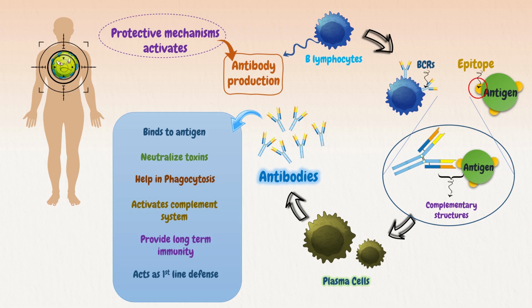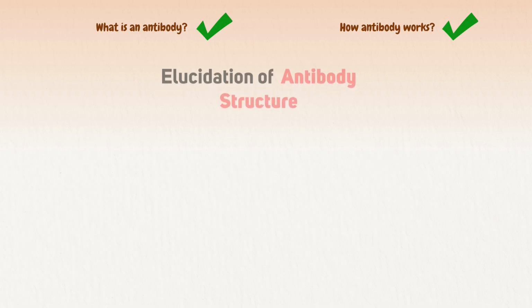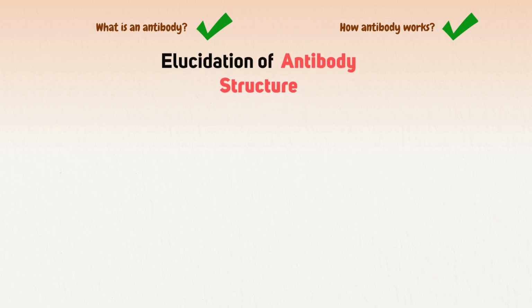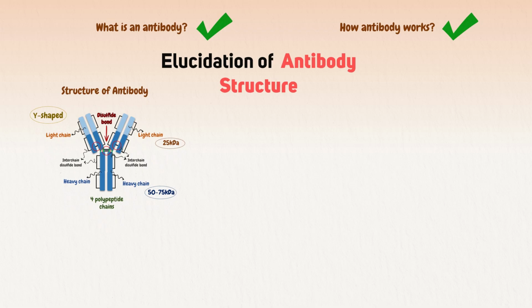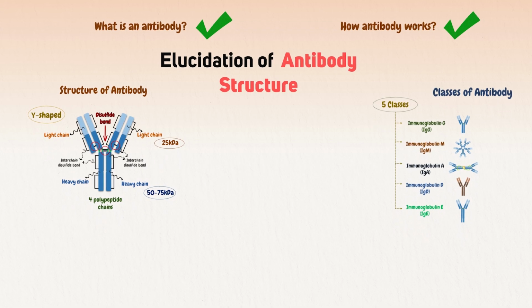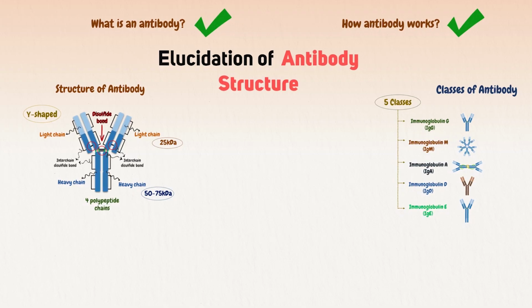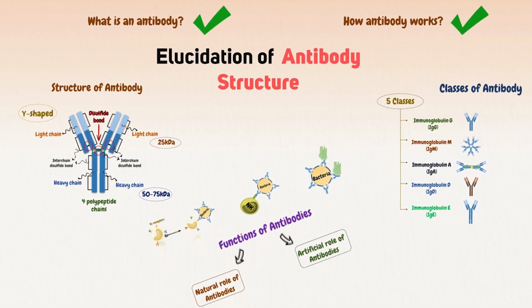So this was a general introduction about what an antibody is and how it works. This video will further boost your knowledge about the elucidation of antibody structure, which shows how experiments led to the determination of antibody structure. Then we will look into its further structural details. We will also learn about the classes of immunoglobulins. And lastly, we will learn about the important functions of antibodies.